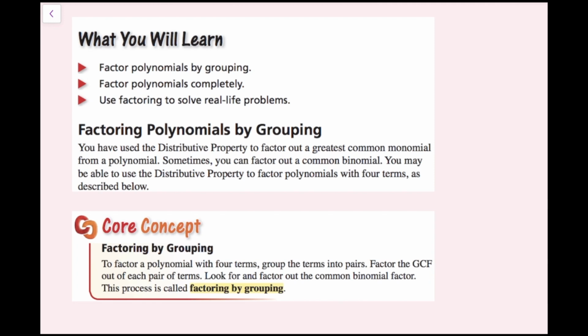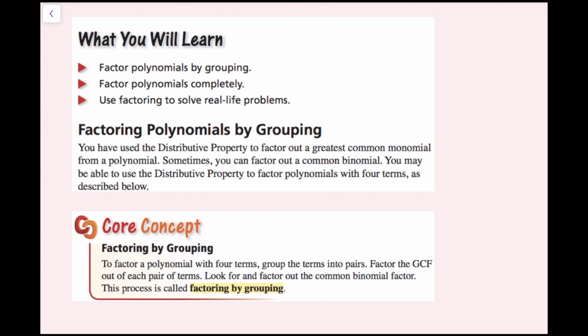In this lesson, we're going to be factoring polynomials by grouping, factoring polynomials completely, and using factoring to solve real-life problems. You have used the distributive property to factor out a greatest common monomial from a polynomial. Sometimes you can factor out a common binomial. You may be able to use the distributive property to factor out polynomials with 4 terms as described below.